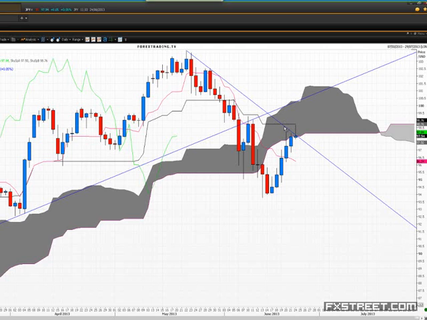Okay, look how perfectly it is capped. My 9-day moving average comes in at 96.24. I'd expect us to drop towards it over the next couple of days, maybe 2-3 days, and that would be my first area of support.